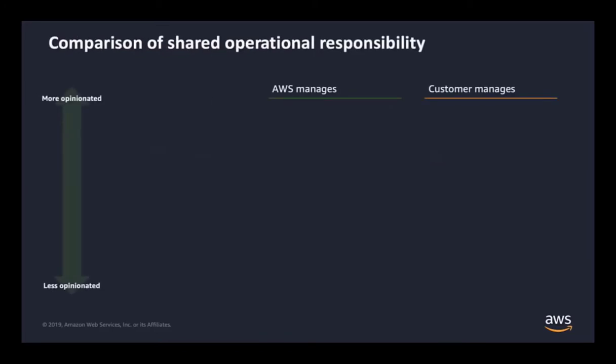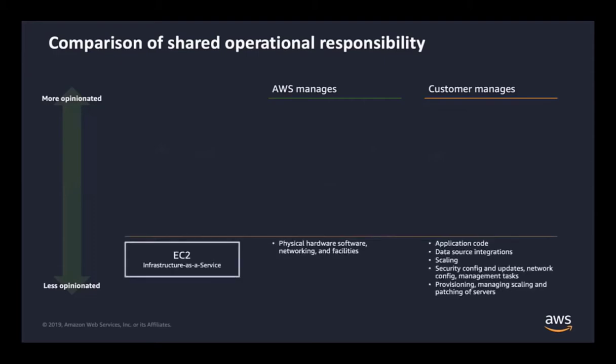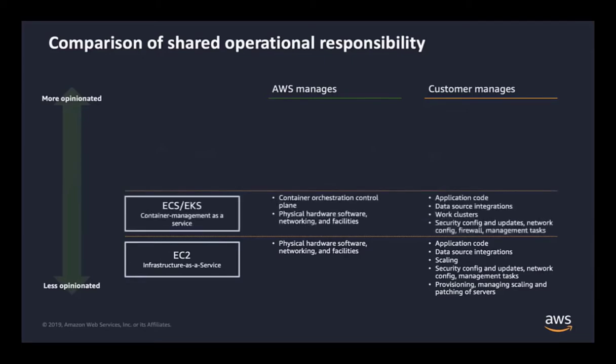Now, to recap a bit on the operational responsibility of various AWS compute services, we start from the bottom and work our way up from less opinionated to more opinionated compute shared responsibility. So if we start out with EC2, AWS manages the physical infrastructure and facilities, while the customer manages things like source code, integrations, scaling, network configuration, and patching. Now, on containerized workloads running on the Elastic Container Service, the container orchestration responsibility is taken care of by AWS, while the customer focuses on the cluster nodes.